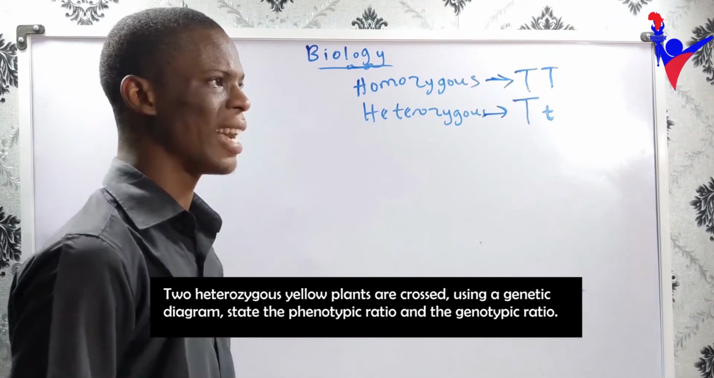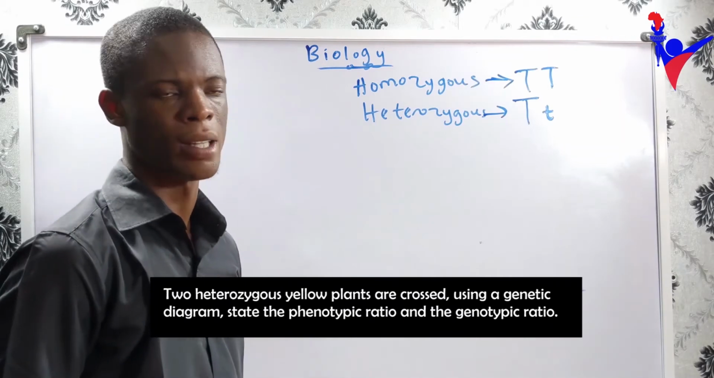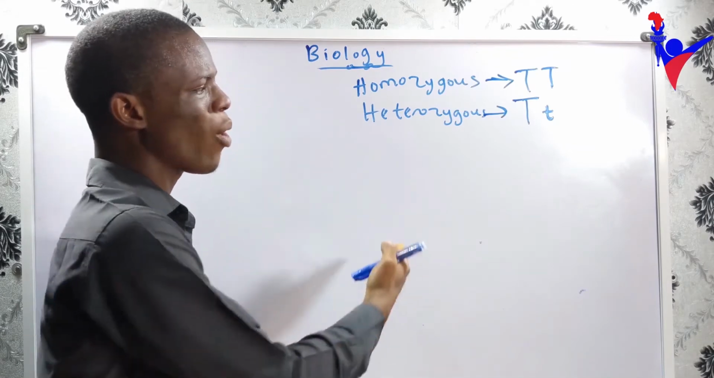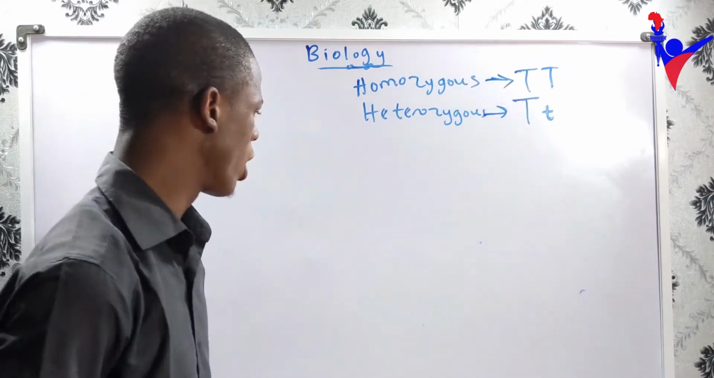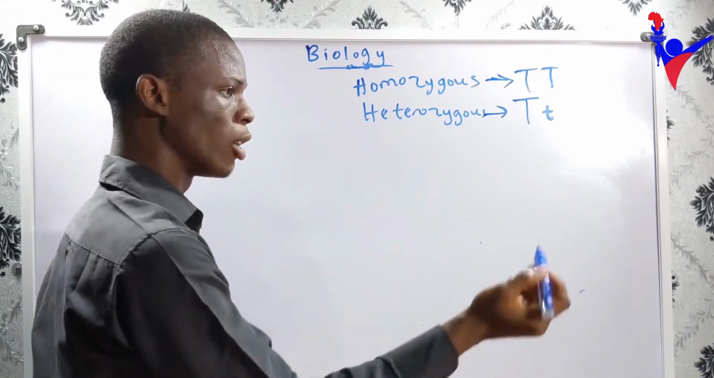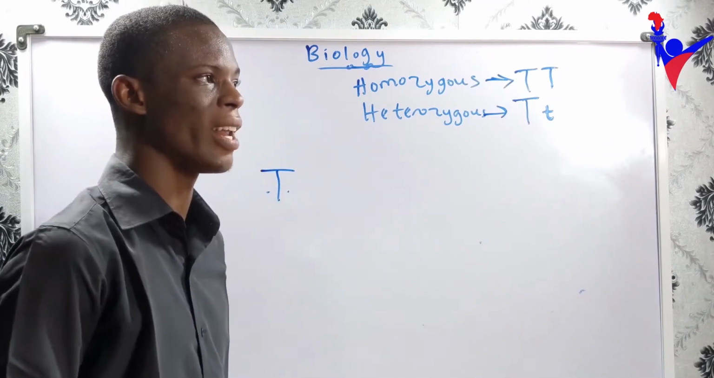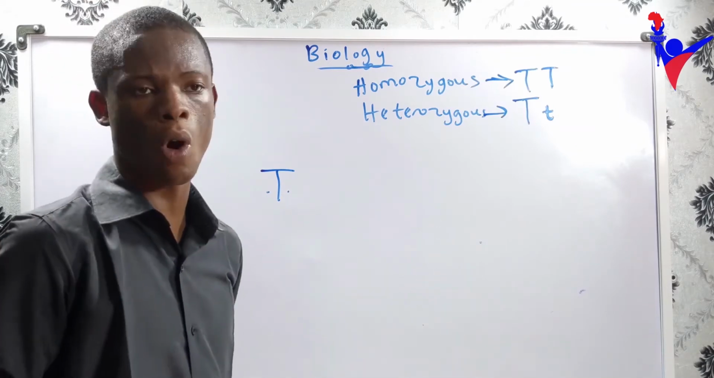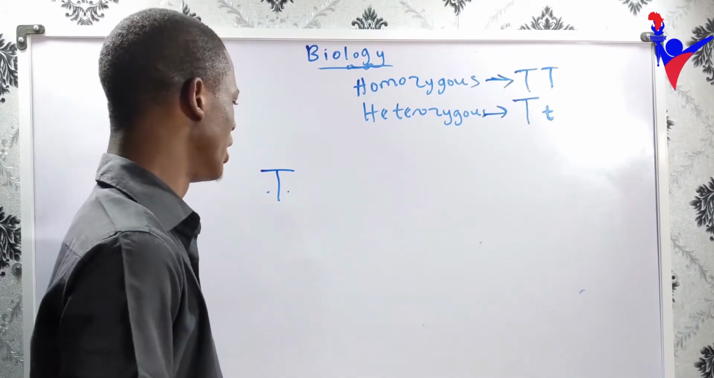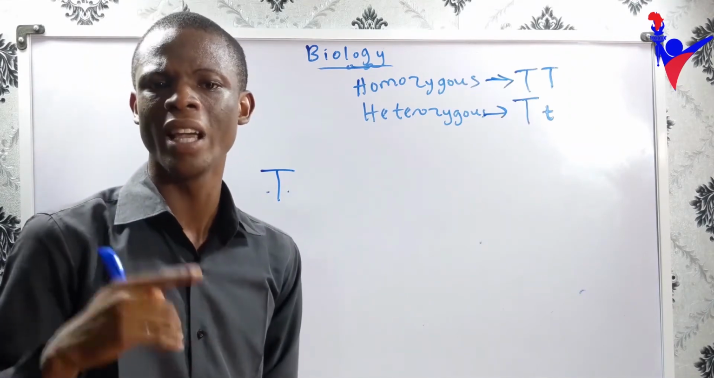This is where students get it wrong. The question states two heterozygous yellow plants. Since we are not asked about tallness, it will be wrong for a student to represent the trait with T, because the examiner has given a clue of what is probably the best letter to represent the traits you are being asked about. Back to the question.